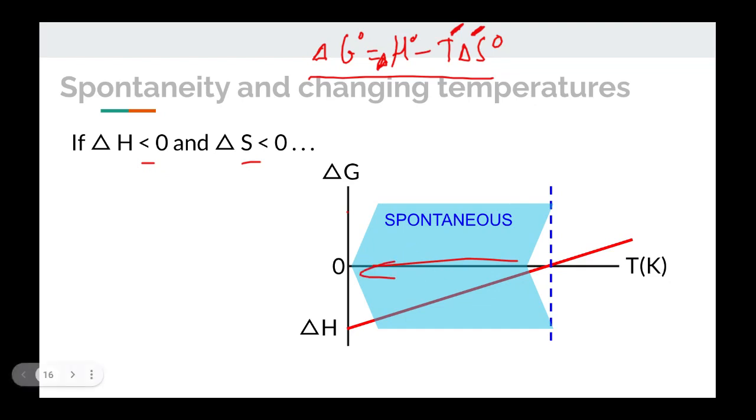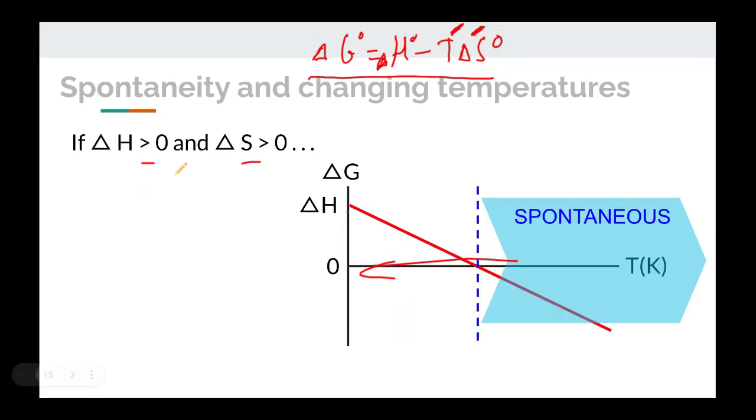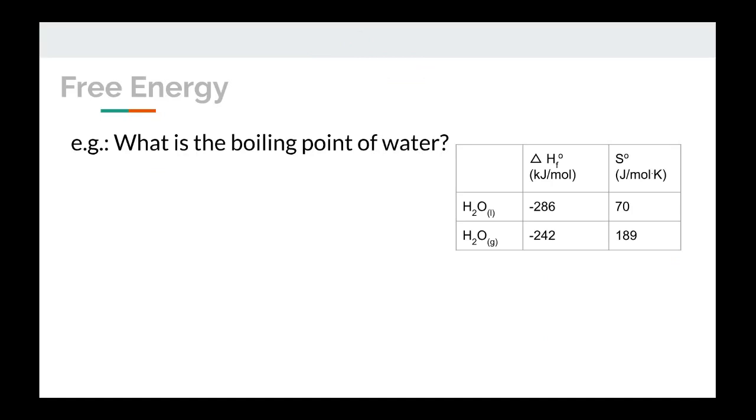And we saw in the previous example that when both inequalities pointed towards the right, the spontaneity was on the right side of the temperature scale, so spontaneous at high temperatures. We can use this to make some interesting predictions like this one. What's the boiling point of water?